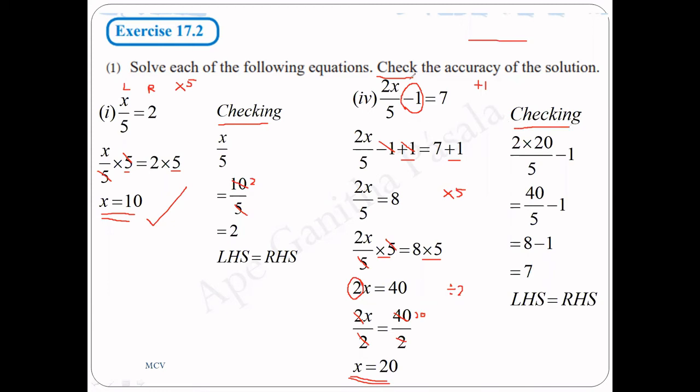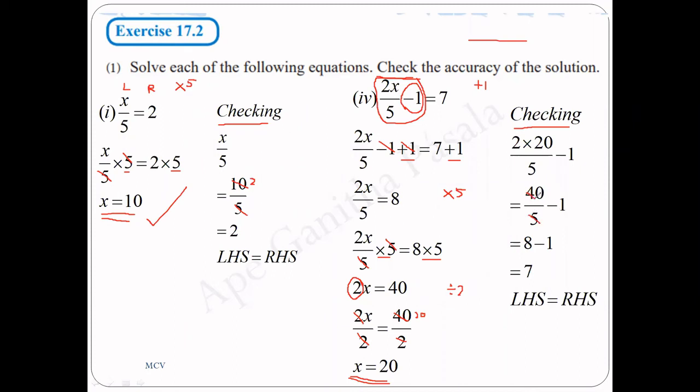Check the solution. Get the left hand side of the equation. What is in the left hand side? Left hand side is 2x over 5 minus 1. X is 20 here. So 2 times 20 over 5 minus 1. 2 times 20 is 40. 40 over 5 minus 1.